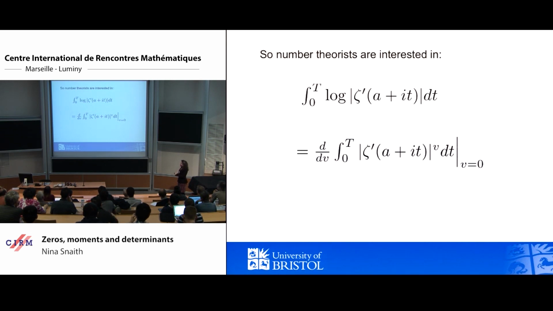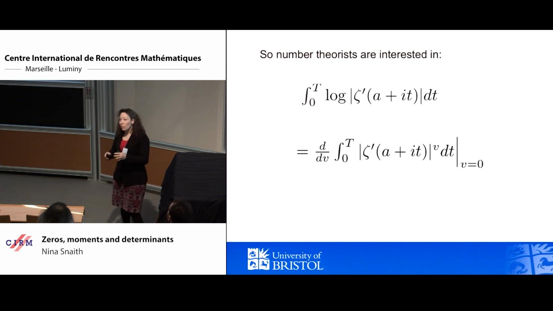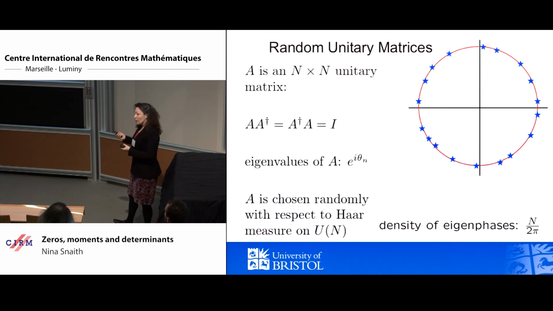Yes. So this is the kind of thing that we want to be able to calculate. I'm not a number theorist, so I'm not going to tell you how to do this in number theory, but I am going to propose that maybe we could do calculations in random matrix theory, which could help us address questions like this that number theorists are interested in. So let's talk a little bit about the connection between the zeta function and random matrix theory.